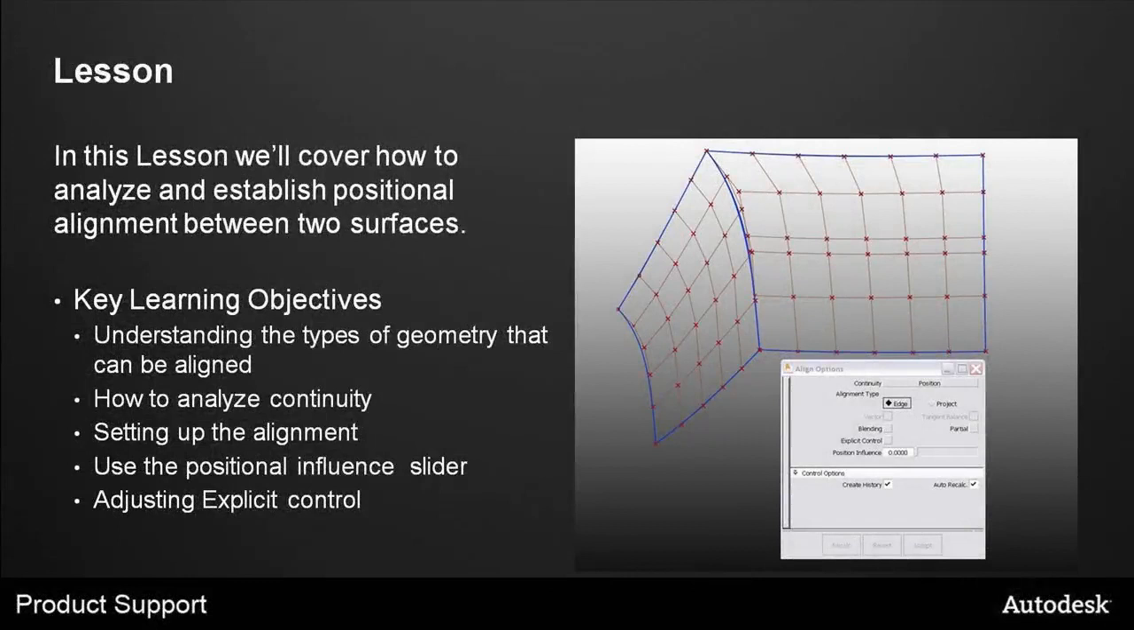In this lesson, we'll cover how to analyze and establish positional alignment between two surfaces. The key learning objectives are understanding the types of geometry that can be aligned, how to analyze continuity, setting up the alignment, using the positional influence slider, and adjusting explicit control.